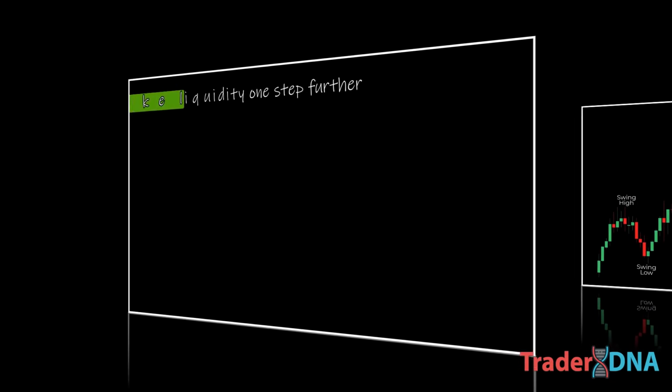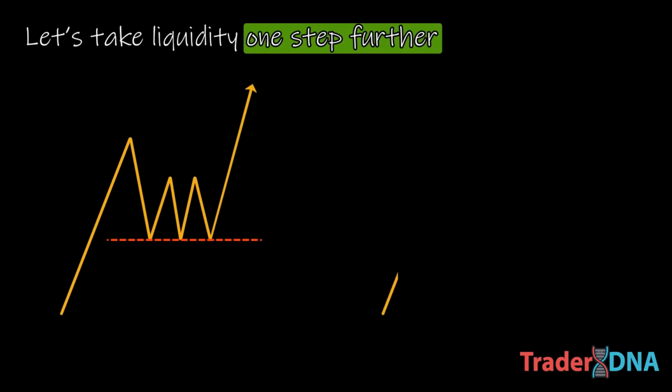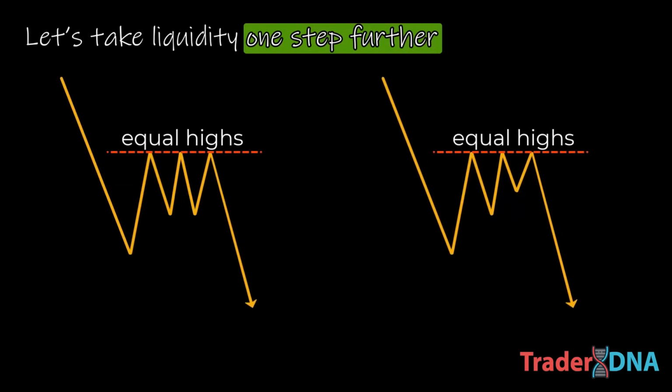Let's take liquidity one step further. There are many different forms of liquidity in the market, but the ones we pay the most attention to are equal highs and equal lows. Now, what does that mean exactly? Equal lows are formed when price creates multiple swing lows at around the same level. This could be a double bottom or even a triple bottom. These areas look like strong support zones on the chart. Similarly, equal highs are created when price tops out multiple times at the same resistance level. To retail traders, these zones look like great entry points.